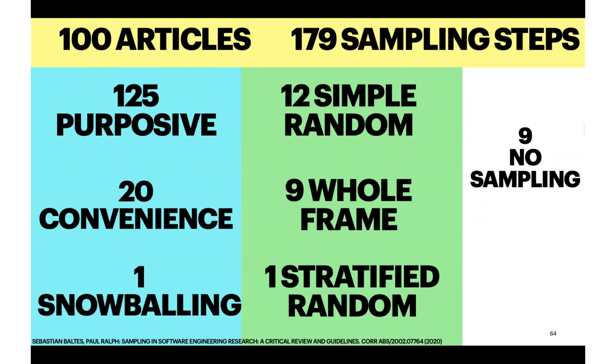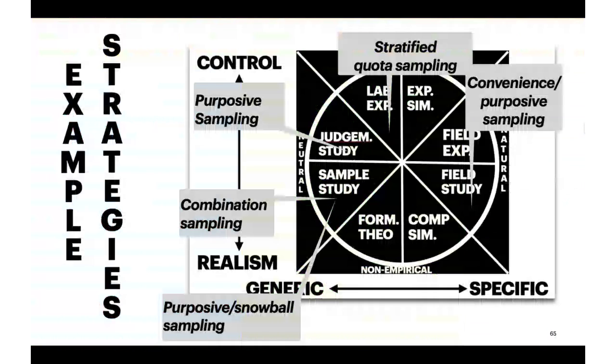So let us look at our research strategies and sampling strategies. By no means do I want to suggest that this mapping is exhaustive, but it can give you some idea of how those sampling strategies are often used in the context of the research strategies.